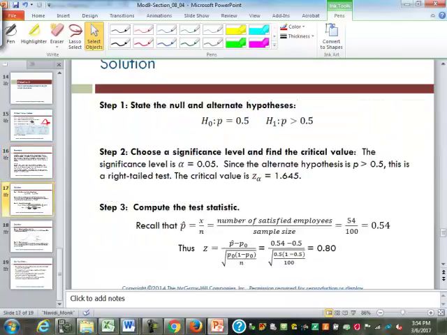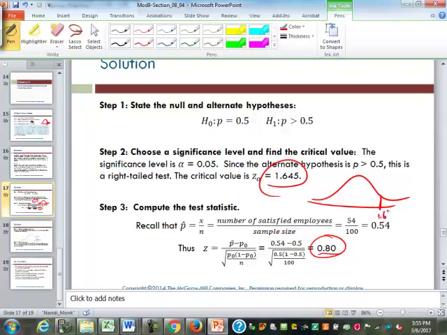So then here we found our critical value just as we did, 1.645, and the test statistic, we've got 0.54 minus 0.5 over, we're using the hypothesized value down here, the square root of 0.5 times 1 minus 0.5 over 100. We'll get a test statistic of only 0.80. That is not outside. So on our curve here, 1.645 is here. This is our rejection region. 0.80 is somewhere in here. So we're not even close to rejecting.